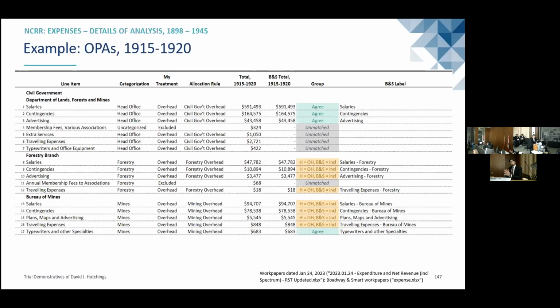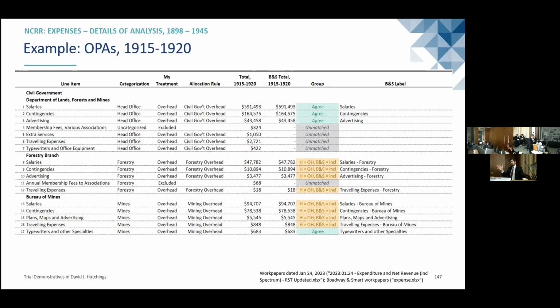And the next column is the total 1915 to 1920. So just to be clear, these data exist for each of those 6 years. I've just summed them up, so we don't have to look at quite so many numbers. So up until there, that's kind of all my work.